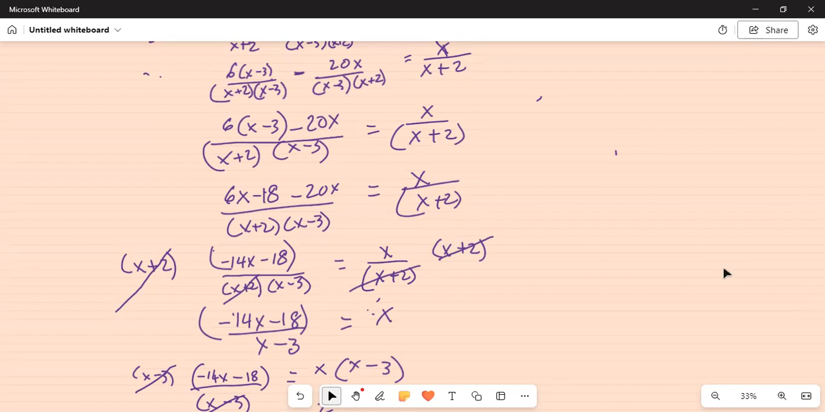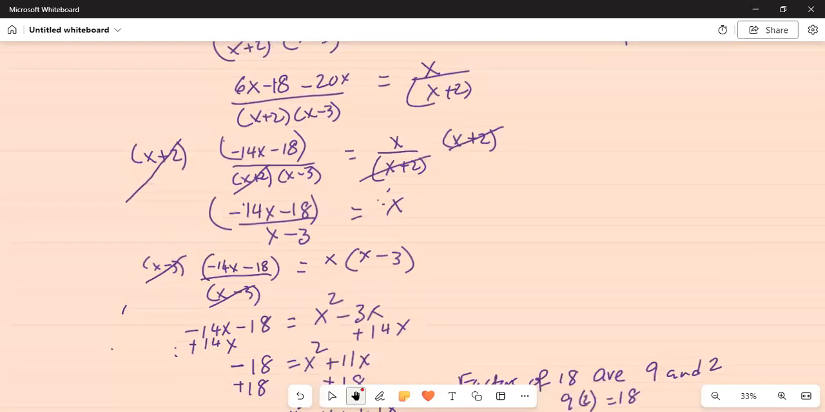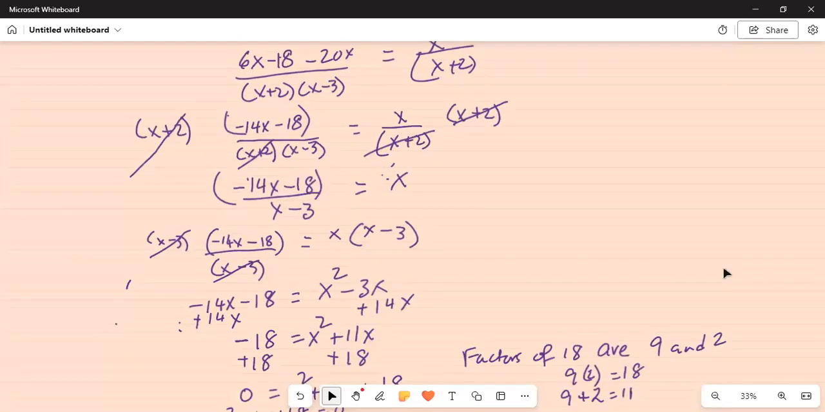Now I notice x plus 2 is in the denominator of the right-hand side, so I multiply both sides by x plus 2 in the numerator. Why? Because then x plus 2 on the right-hand side of the equal to sign from the numerator and denominator will cancel out. Same on the left-hand side, x plus 2 from the numerator and denominator will cancel out. So I'm then left with minus 14x minus 18 divided by x minus 3 is equal to x on the right-hand side.